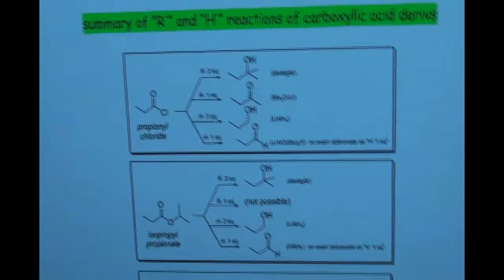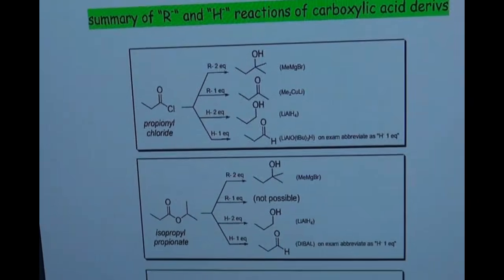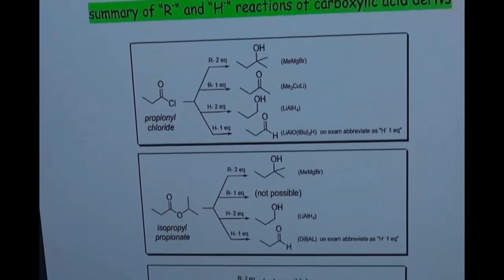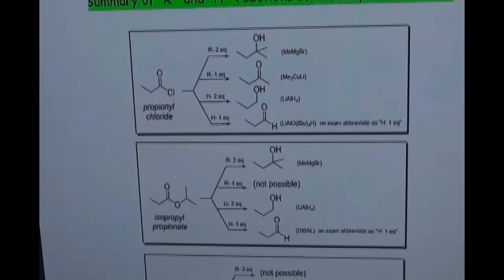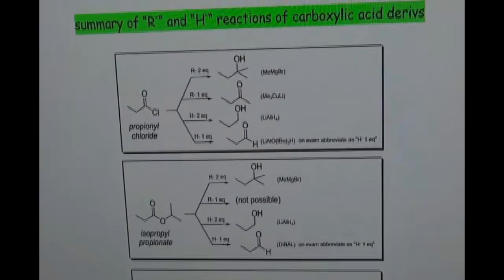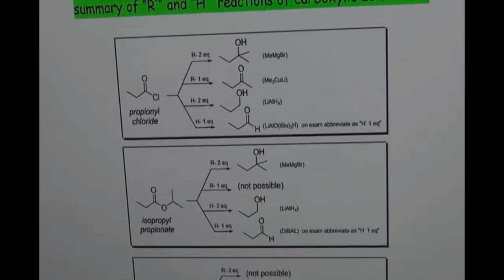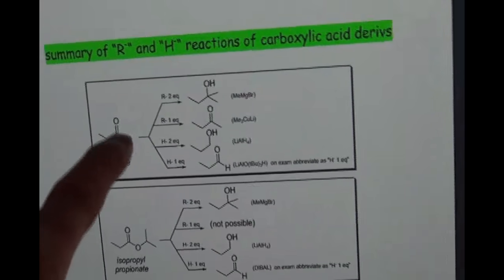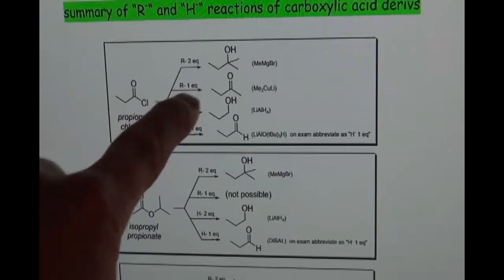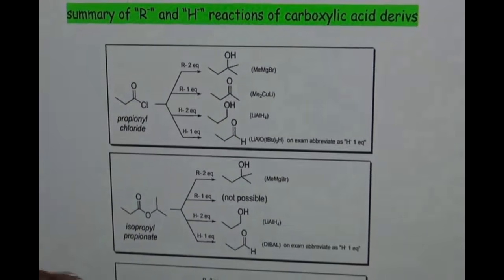There's the acid chloride reaction, and there's a couple of things we can do. R minus 2 equivalents, R minus 1 equivalent, H minus 2 equivalents, H minus 1 equivalent, and those are the products. Esters and amides are kind of similar. With acid chlorides, the second one is a cuprate, right? So cuprate adds once to an acid chloride to make a ketone.